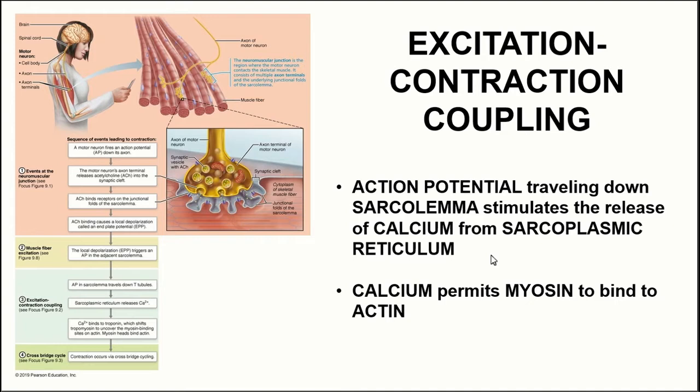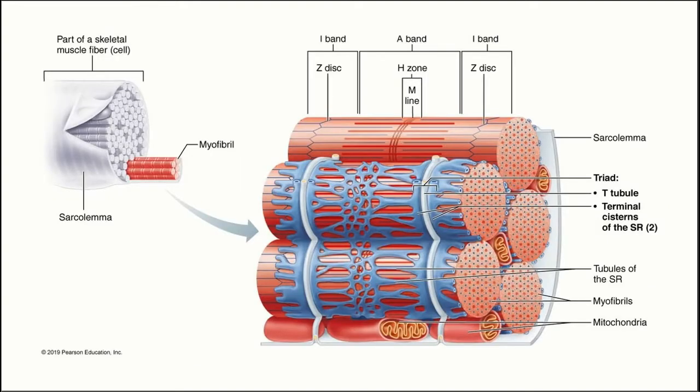So calcium then permits the myosin on the thick filament, or the thick myofilament inside the sarcomere, to bind to the actin on the thin filament, and that's when contraction begins. So EC coupling is essentially the physiological sequence of events that are occurring just after muscle excitation, but before the contraction of the muscle actually begins.